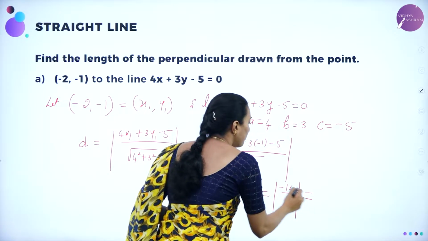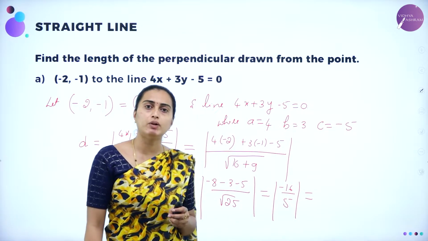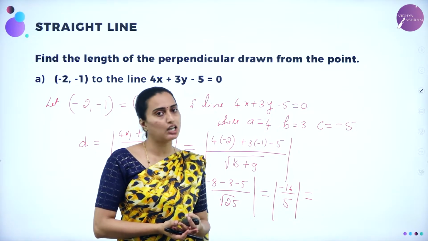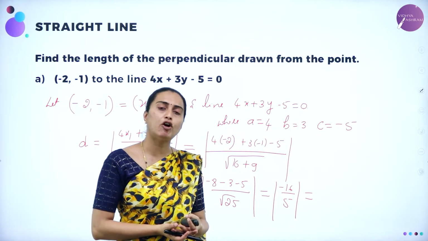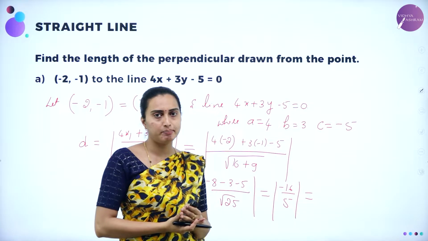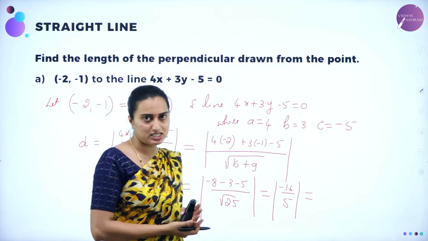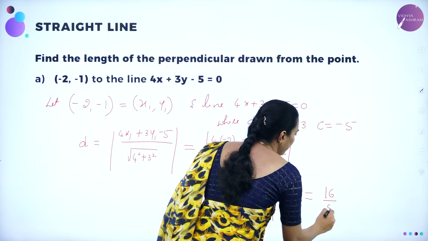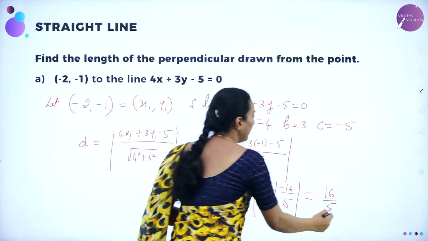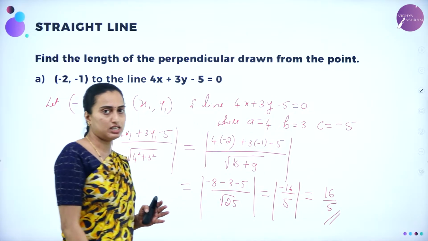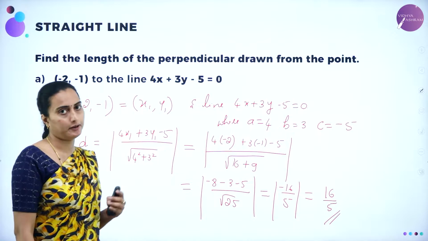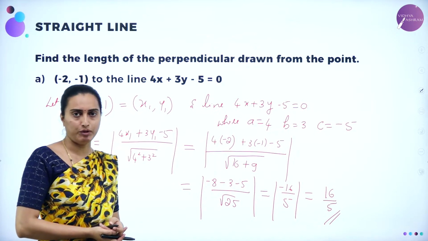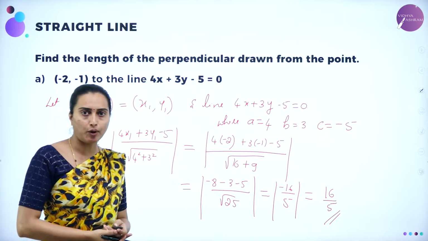Now dears, the modulus symbol makes the negative sign become positive, because distance cannot be negative. So in the formula they have taken the modulus symbol. So modulus of minus 16 becomes plus 16 divided by modulus of plus 5, which is plus 5 only. So 16 divided by 5 is the distance from the given point to the line. Understood? So this is how we solve using the formula. We'll move on to the next problem dears.